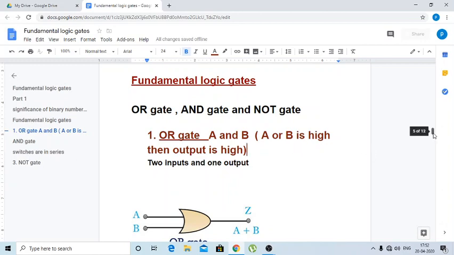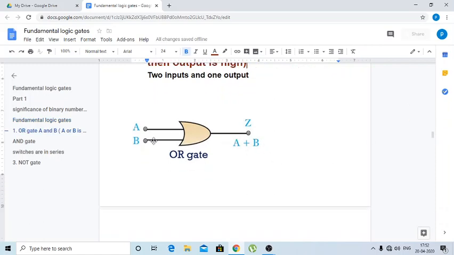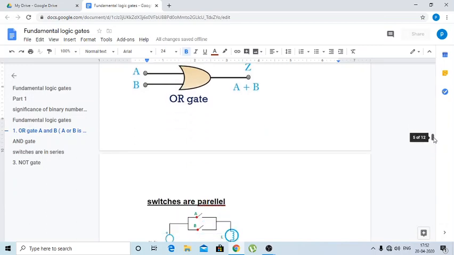So this is the symbol of the OR gate here. A, B are the inputs. The symbol is a half moon connected with a V shape here. Z is the output. So if any one of the inputs is high, then the output is high. Here Z is A plus B. It means the binary addition of the two inputs, A plus B, is the output.